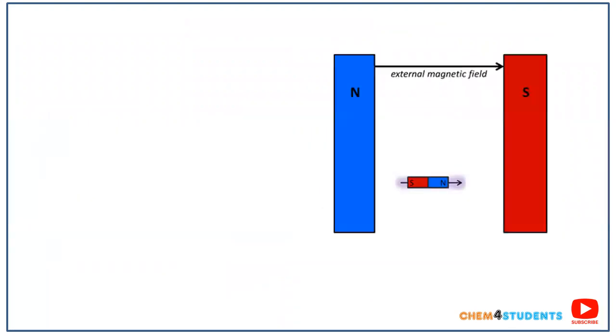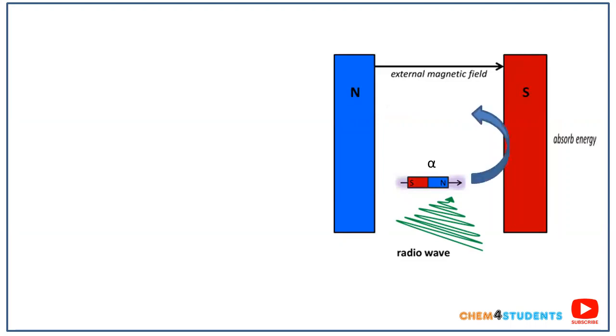Now we are placing this tiny bar magnet in an external magnetic field. Let's see what happens when we place this nucleus in an external magnetic field. The magnetic moment of this nucleus will be aligned with the external magnetic field. This is called the alpha state, which is a lower energy state. Now we provide radio frequency to this nucleus. By this frequency, the nucleus absorbs energy and reaches the higher energy level. Now this nucleus is aligned completely opposite to the external magnetic field. This is called the beta state.